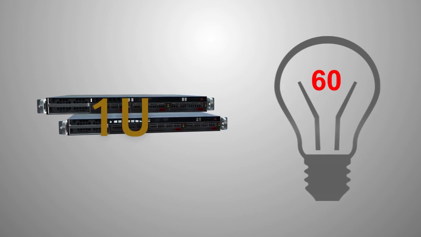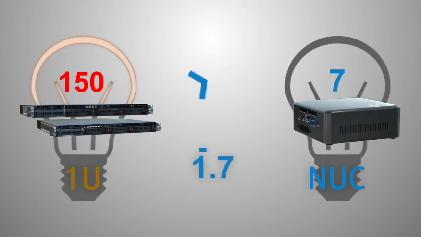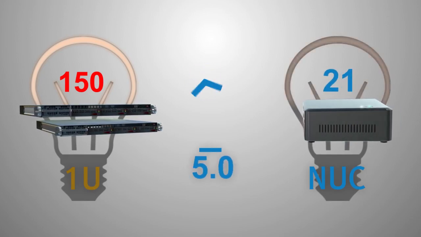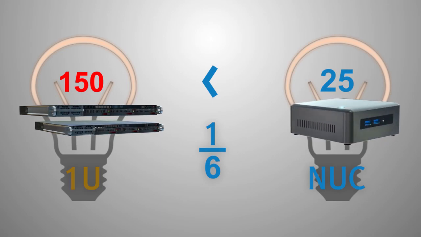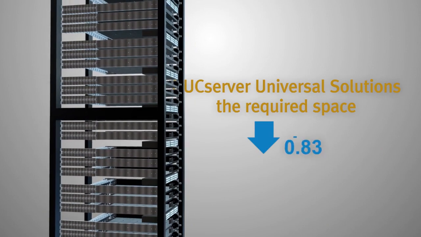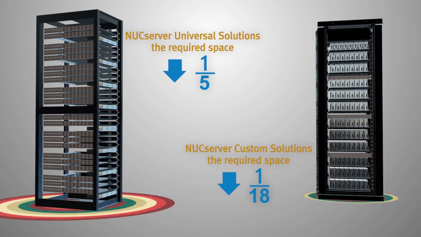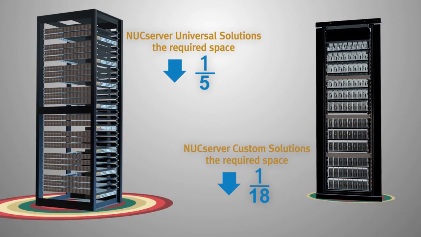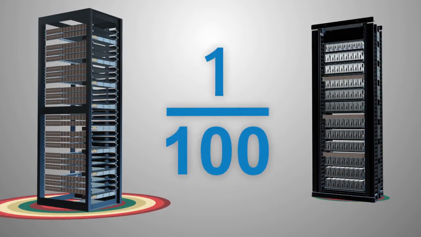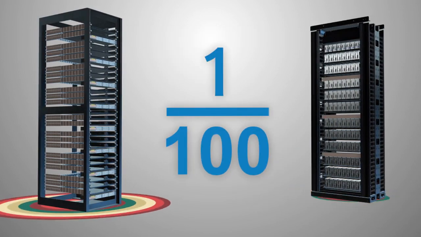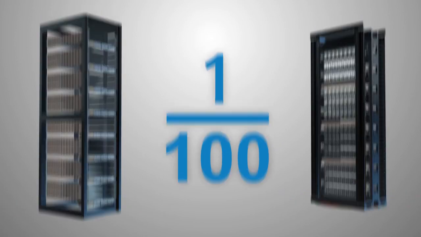Looking at the power consumption, instead of an estimated 150 watts per conventional server, a NUC server will only consume 25 watts per server, so it reduces to only 1/6 of prior power consumption. From the perspective of space utilization, the required space can be reduced to 20% with NUC Server Universal Solutions and to less than 6% with NUC Server Custom Solutions. In other words, the operation cost can be reduced by a maximum of 99% or a minimum of 96.7%.